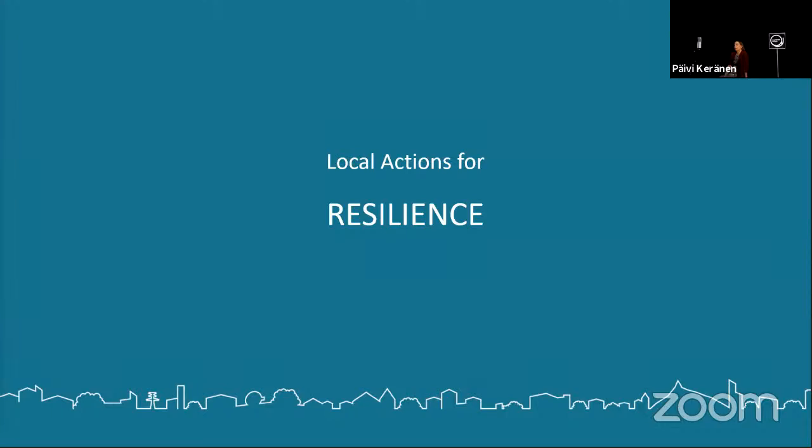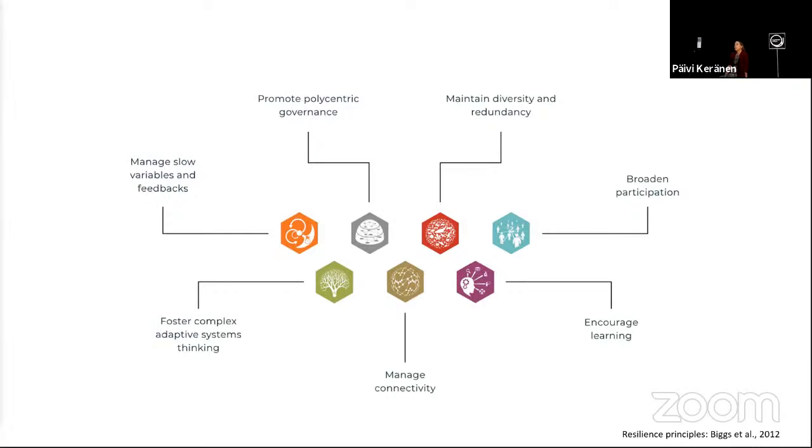Throughout this project, and more towards the end, we have used seven resilience principles developed in previous research projects at the Stockholm Resilience Centre as our guiding principles, to reflect on our local actions and also to provide inspiration for new actions within them. And we have done this through the matrix tool that has been developed as part of Augmented Urbans.